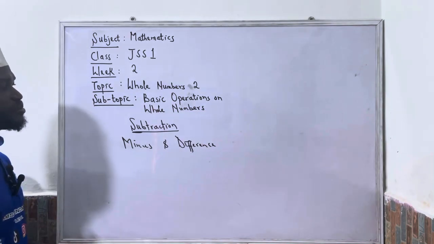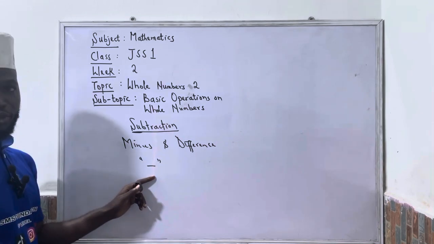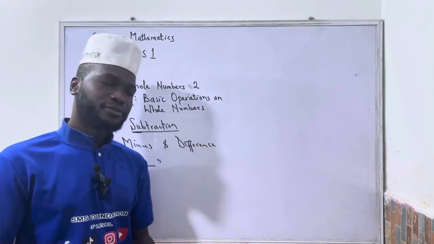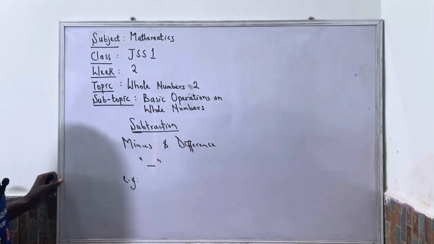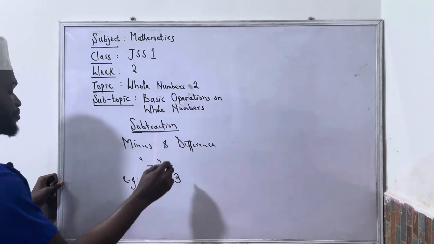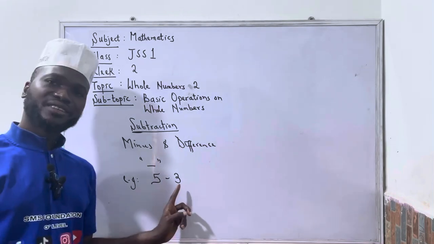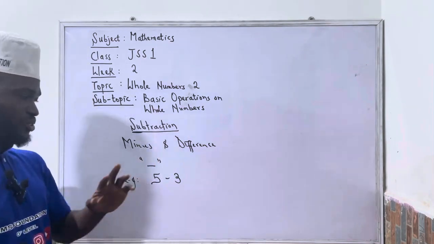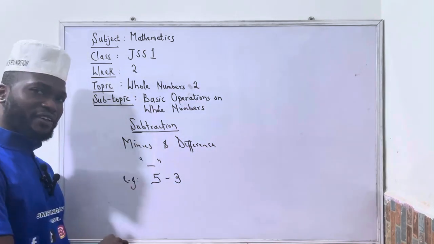Now, the symbol for subtraction is this. This is the symbol for subtraction. Now, let's give a simple example. One of the most basic examples that you can see is when you say 5 minus 3. So this is 5. You want to take away 3 from 5, not the other way around.